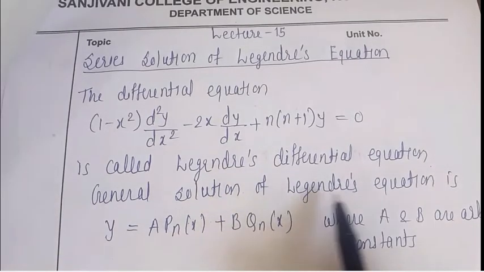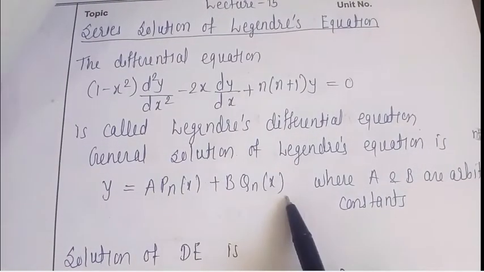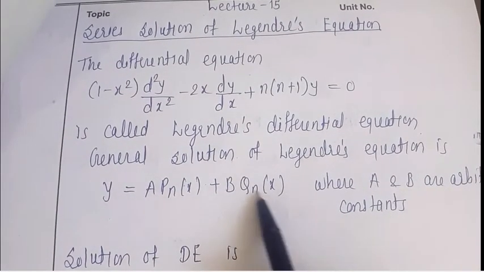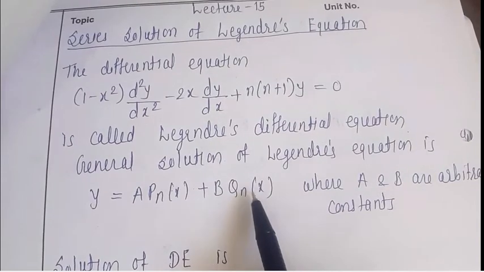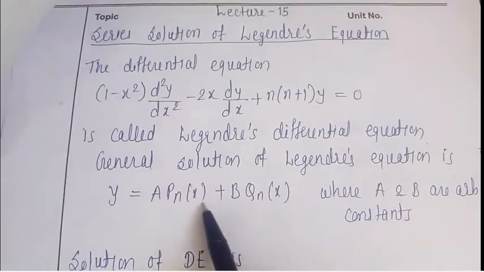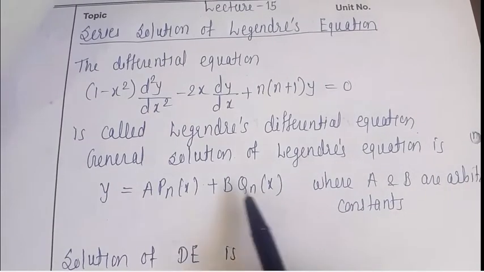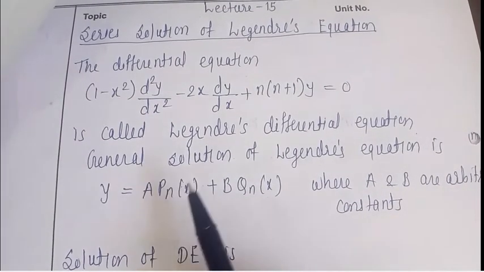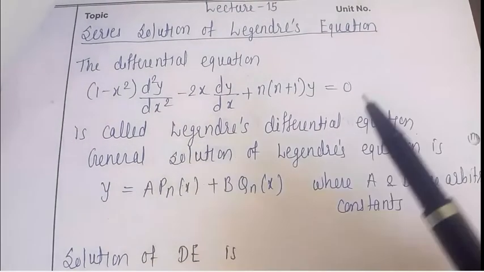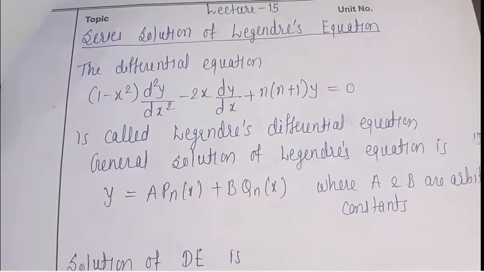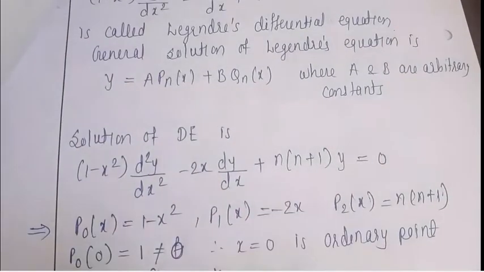Its general solution is y = a Pn(x) + b Qn(x), where Pn(x) and Qn(x) are special functions, and these special functions are nothing but Legendre's functions. After substituting particular values of the constants, we get these special functions of the given differential equation. Now how do we find the solution of this differential equation?